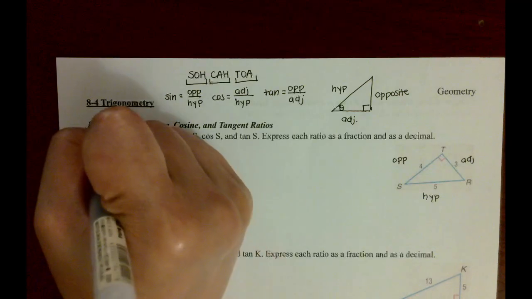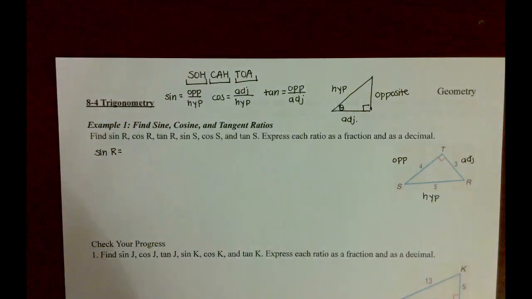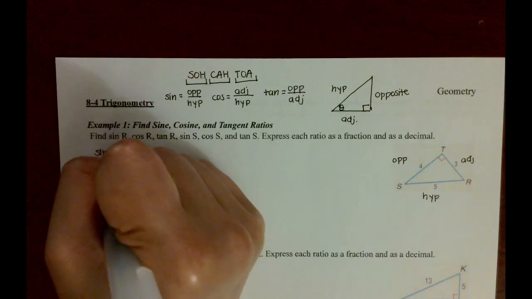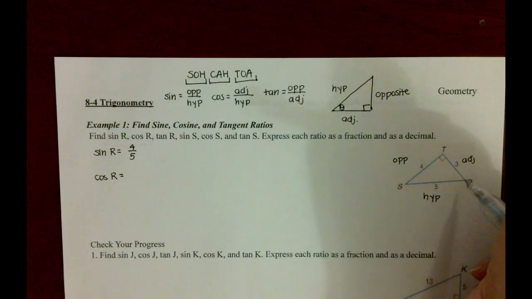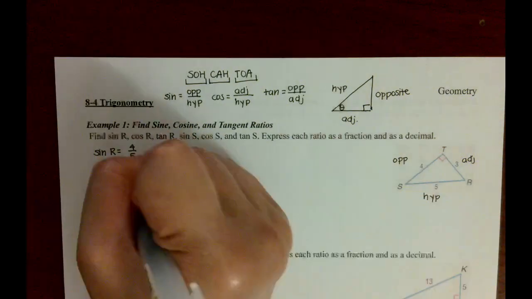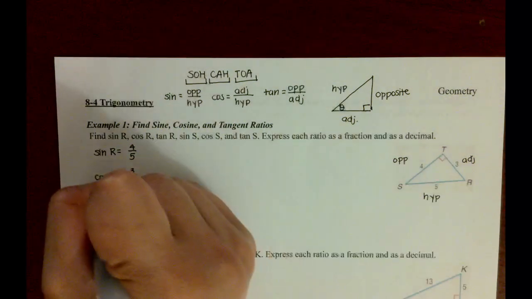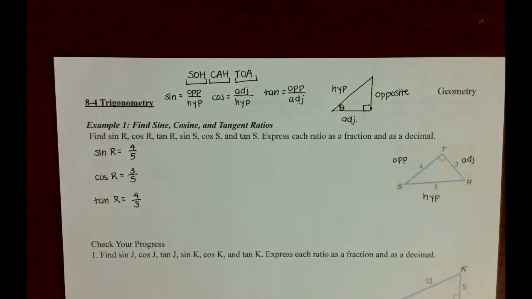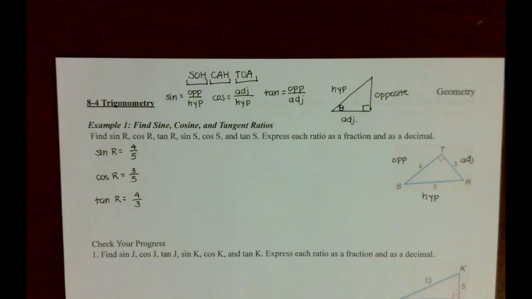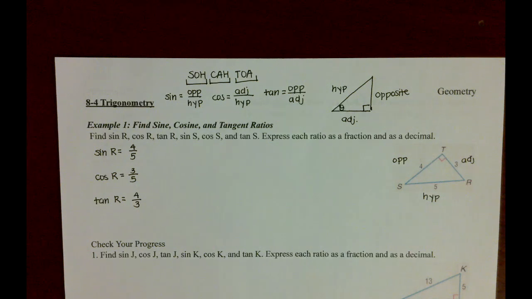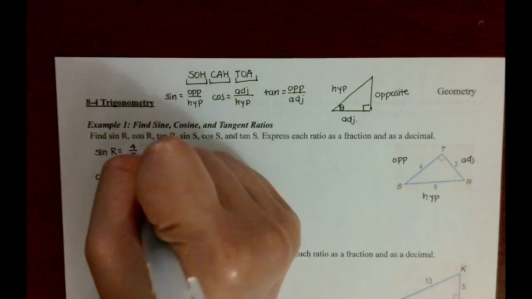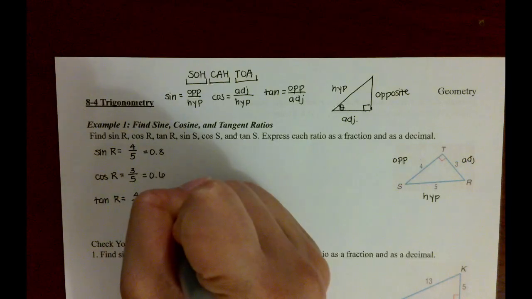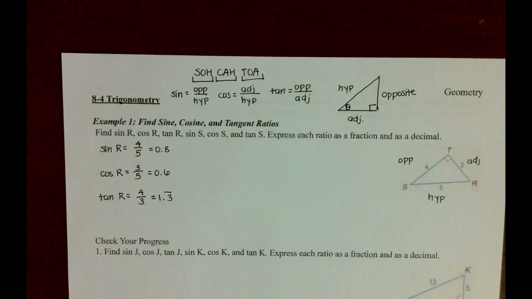So then sine r, that's opposite over hypotenuse, so that would be 4 over 5. Cosine of r, so if this is the angle we're talking about, cosine, CA, adjacent over hypotenuse, so that's 3 over 5. And then tangent is the TOA part, so that is opposite over adjacent, so that's 4 over 3. And then writing them as decimals, that should be easy. So 4/5 is 0.8, 3/5 is 0.6, and then our 4/3 is 1 with the 3 repeated. That's sine r, cosine r, tangent r.